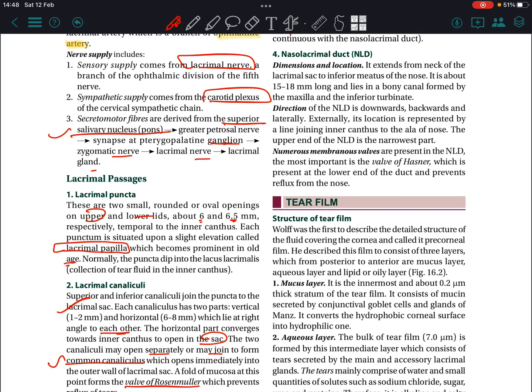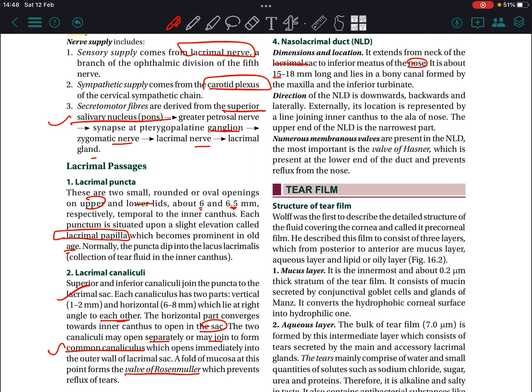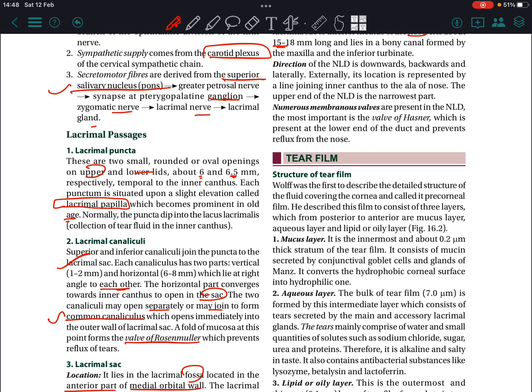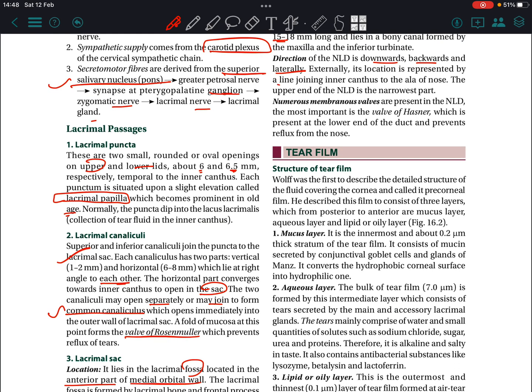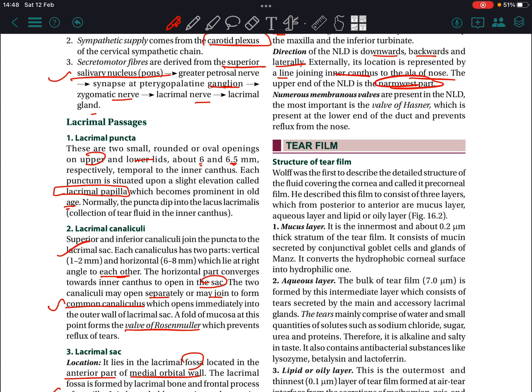NLD, nasolacrimal duct: it extends from the neck of the lacrimal sac to the inferior meatus of the nose. It is about 15 to 18 mm long. The direction of the NLD is downwards, backwards and laterally. Externally, its location is represented by a line joining the inner canthus to the ala of the nose. The upper end of the NLD is the narrowest part.